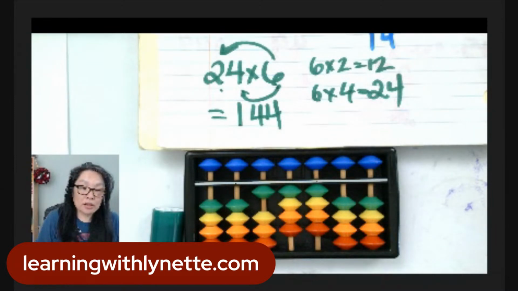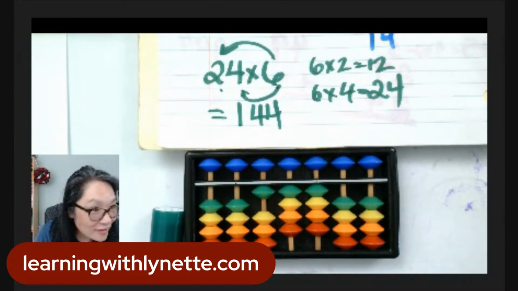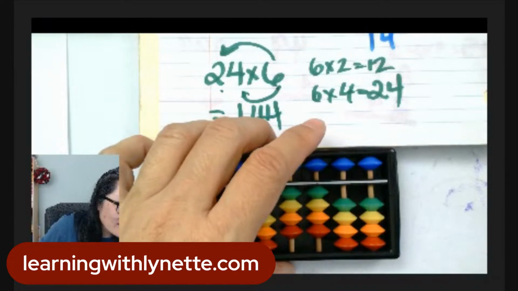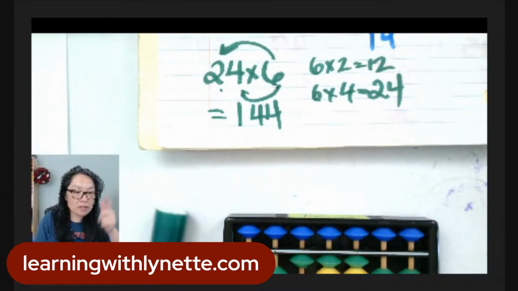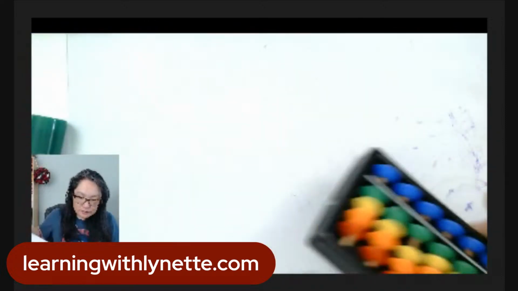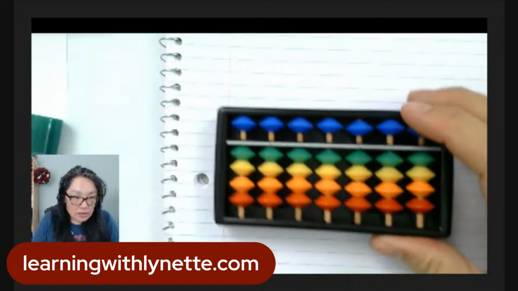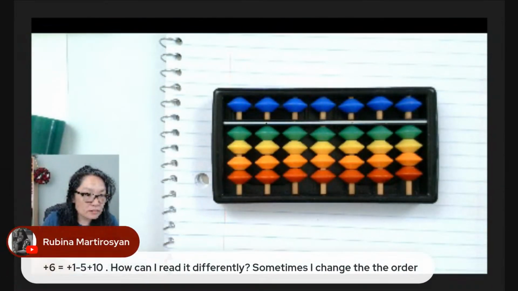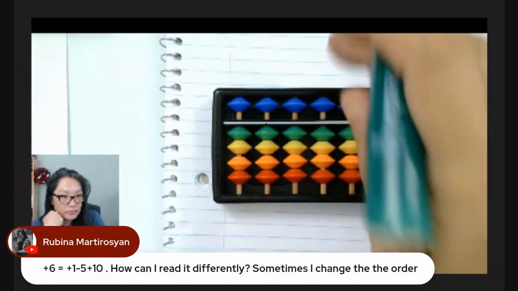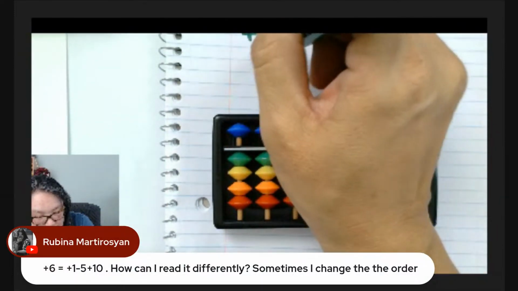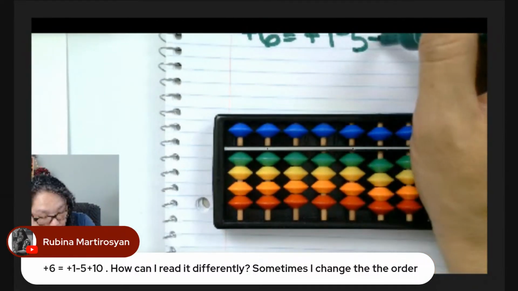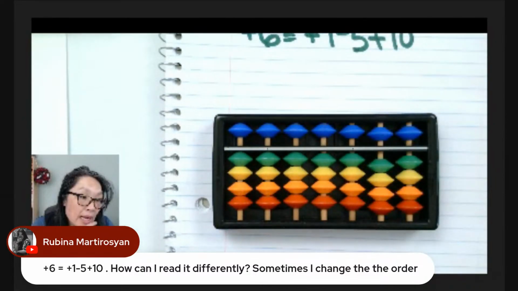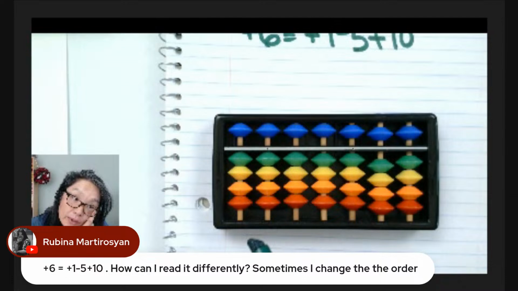I don't know. Rabina, are you still there? Oh, there it is. How can I read it differently? Sometimes I change the order. That's good. Got it. Okay. So Rabina says plus the 6 is sometimes plus the 1 minus the 5 plus the 10. How can I read it differently? Sometimes I change the order.